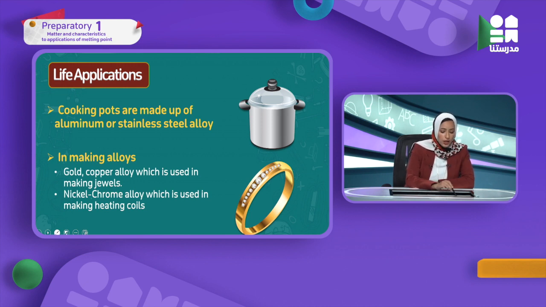خلاص؟ We call it nickel chrome alloy. طيب بنستعمل في ايه النيكل كروم alloy؟ We use it to make heating coils. Something to heat. Imagine we're using heating coils. They should have a high melting point عشان we are heating here. So we need something that bears the temperature, something that keeps its shape without melting. So these were the life applications on the melting point.